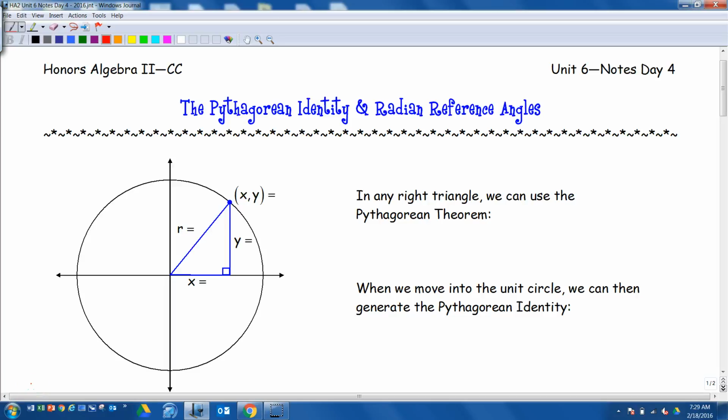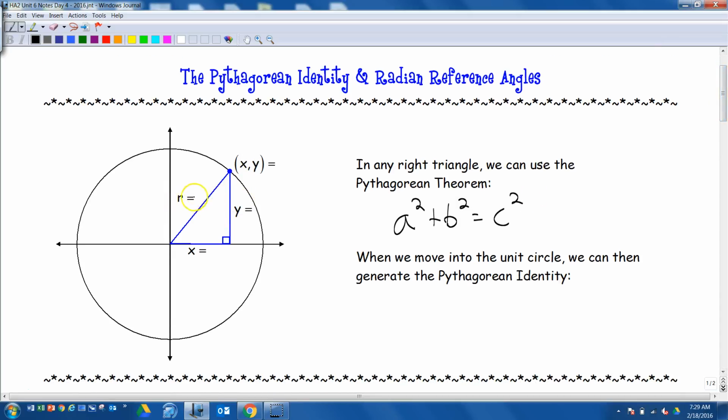Alright class, today we're going to do a lot with geometry. First thing we're going to talk about is the Pythagorean theorem. Hopefully you guys remember that the Pythagorean theorem is a squared plus b squared equals c squared. And then when we're dealing with the unit circle, remember we made the radius equal to 1. And when we did that yesterday, we found out that x was just the cosine of theta and y was just the sine of theta. So that means that the point is (cosine theta, sine theta).